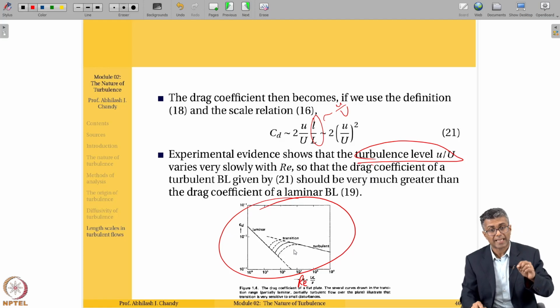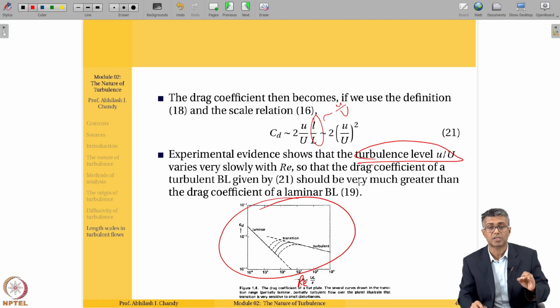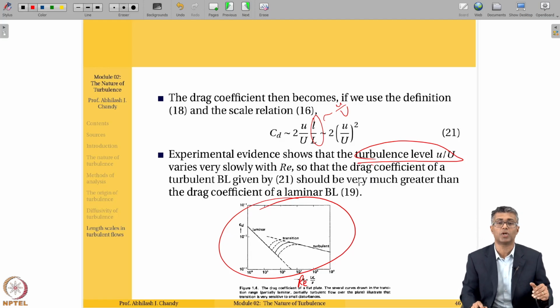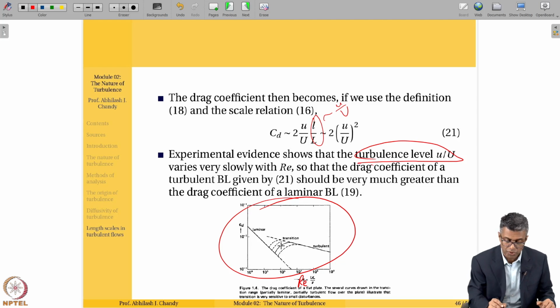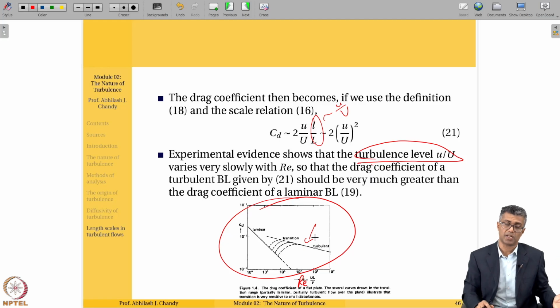Also, that is indicative of this particular sentence where we say that the turbulence level actually varies very slowly with Reynolds number. And that is why you're seeing a line which has a slope that is much less than what you see in a laminar flow. That's one thing. The other point from this figure is that the drag coefficient in a turbulent flow is much larger than what you see in a laminar flow.